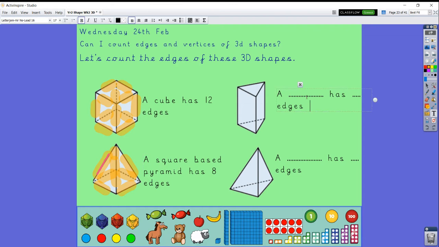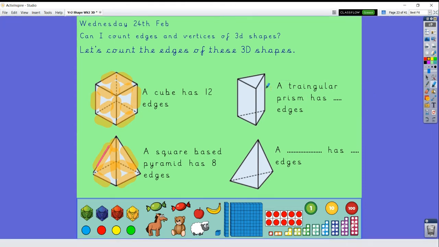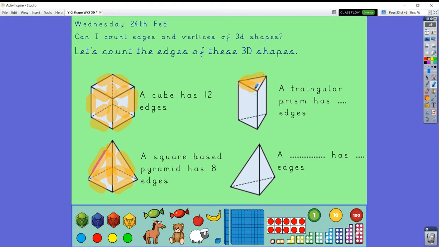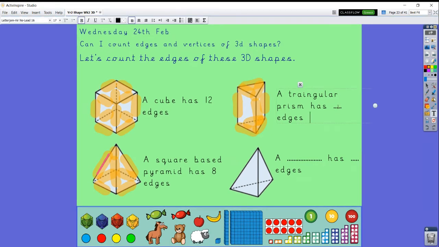So here we have got our triangular prism. A prism, remember, has the same shape at the top and the bottom. So our triangular prism has, using our highlighter, let's count. 1, 2, 3, 4, 5, 6, 7, 8, 9 edges. So our triangular prism has 9 edges.